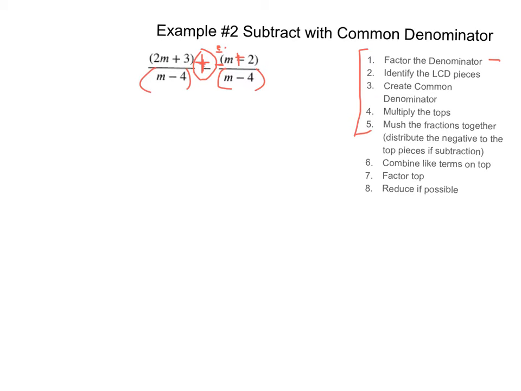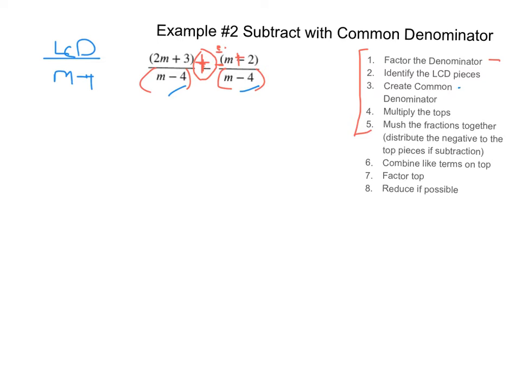Okay, so let's run our process now. Factor the denominator, we've done. Can't do it. Step 2, identify the LCD. Are there any free and single pieces? No, there are not. Okay, so let's go to the parentheses. All I have is m minus 4, and it's listed one time under each fraction. So we have m minus 4 as our common denominator.